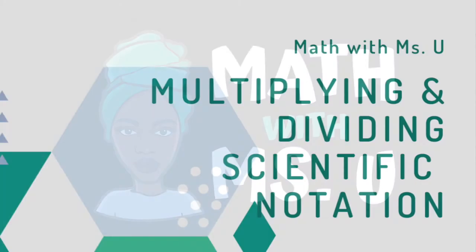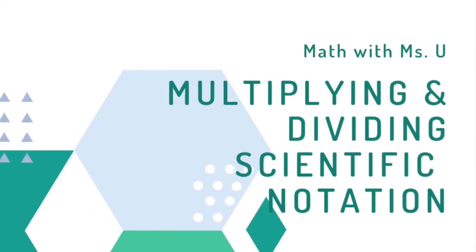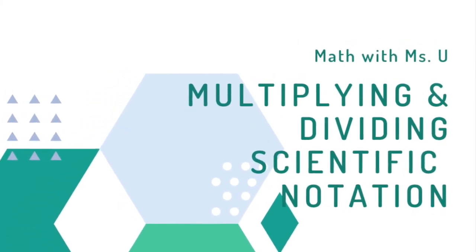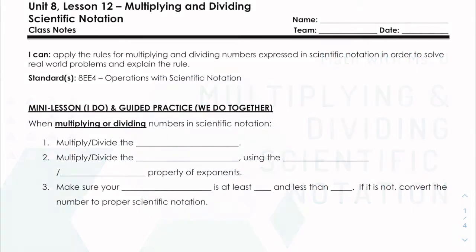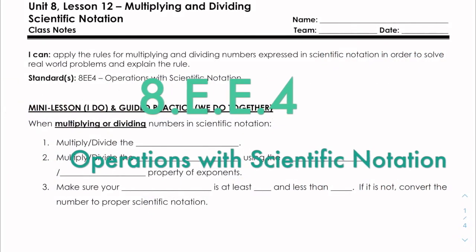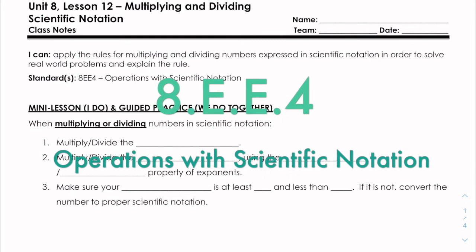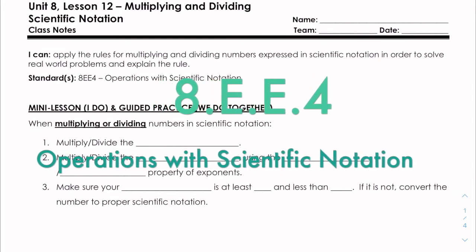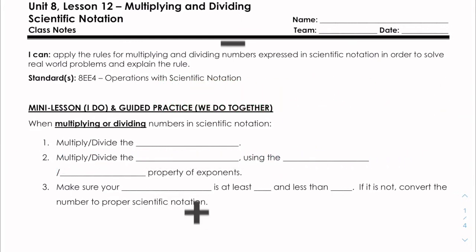That's Miss Me. So today we are going to learn how to multiply and divide numbers in scientific notation. And that is Common Core Standard 8.EE.4, which is all about operations and scientific notation. That's adding, subtracting, which we already learned, multiplying and dividing, which you're going to learn today. So let's dive right in and take a look at our steps.